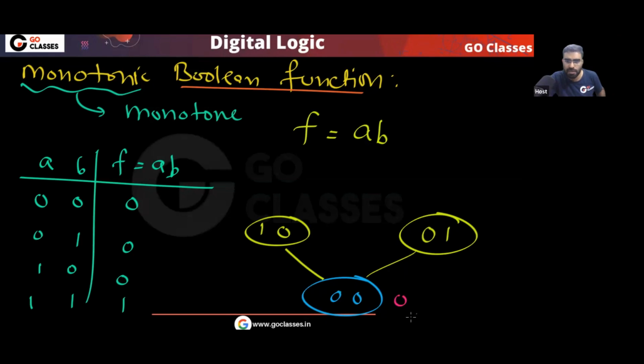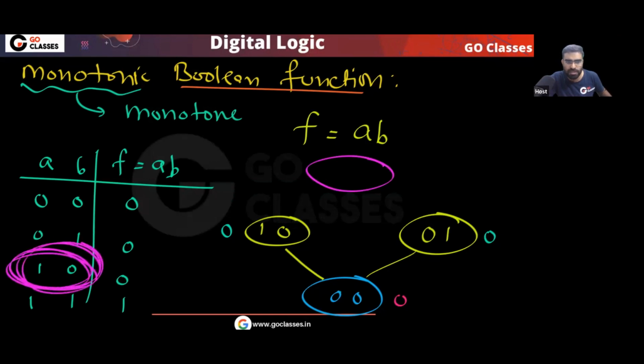Now you tell me, this is 0, so the new value can be 0 or 1, right? Yes or no? So far, there is no problem. Agree with me? Now you tell me, with respect to 1 0, which combination will you check? Remember, increase this by changing a single input from 0 to 1.